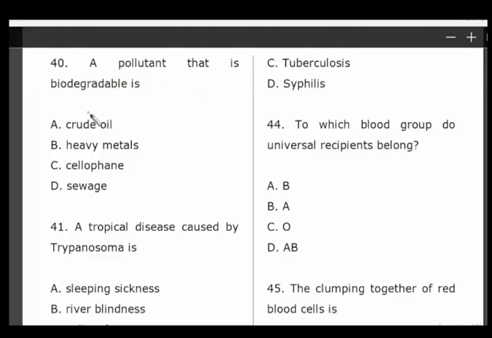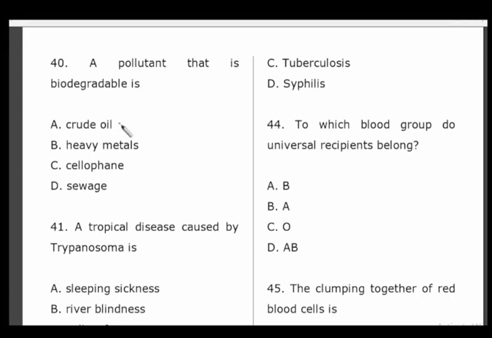A pollutant that is biodegradable is A. Crude oil, B. Heavy metal, C. Cellophane, and D. Sewage. What this question is asking is which of these options can be transformed and used in other forms, or used to generate other types of energy. So not crude oil, not heavy metal, not cellophane, but sewage can be converted into biogas and biomaterial. So sewage is the answer because it is biodegradable. That is the answer to question 40, option D.